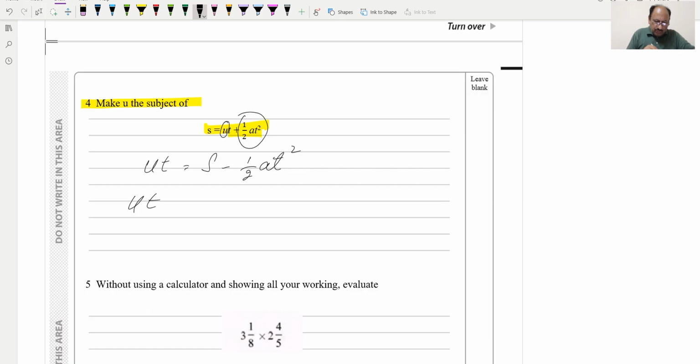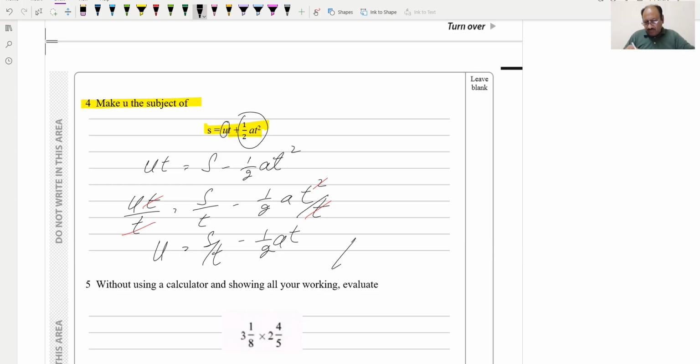So ut over t will be equal to s over t minus half a t squared over t, and this t will be cancelled, and this t will be cancelled with the square, and our final answer will be u is equal to s over t minus half a t, and this will be the final answer.